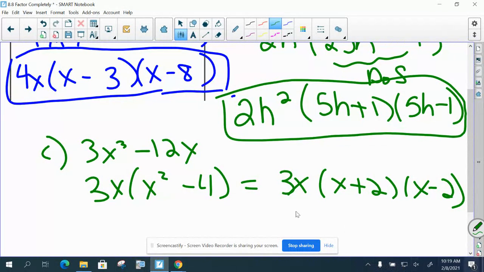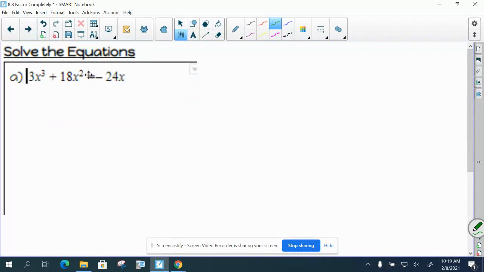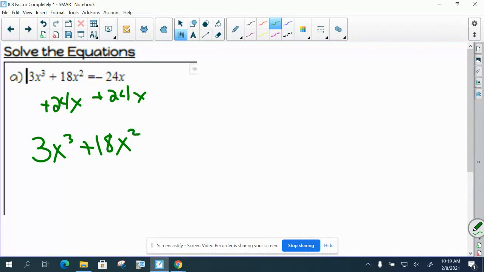All right. So a couple more examples where you're solving then. So for this equation, it says solve, and then we want to factor to solve. So to solve, I need one side to be equal to 0. So I'm going to add the 24x onto this side. So then we'll have 3x to the third plus 18x squared plus 24x equals 0.